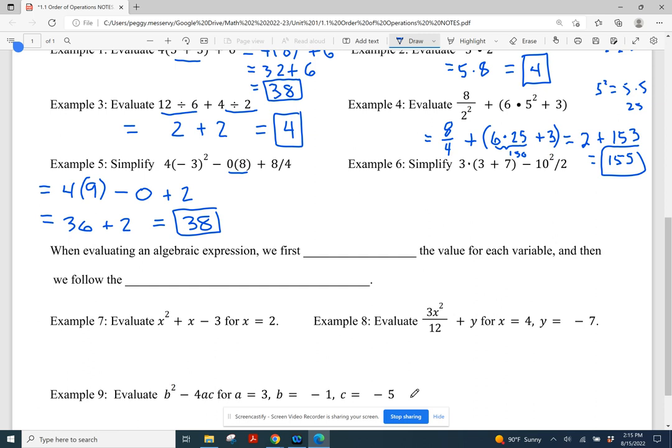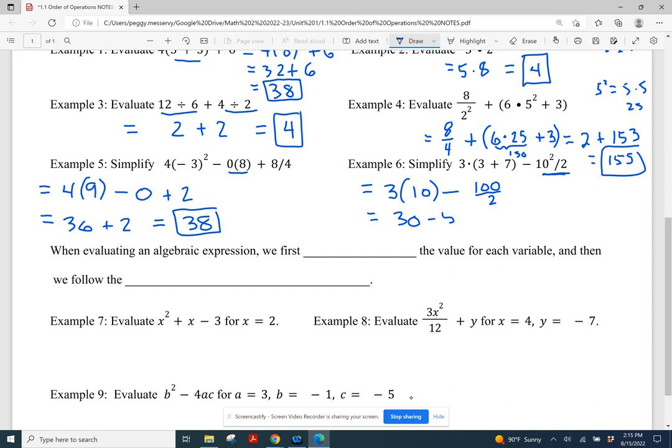Okay, example 6. Last one of these examples. So we have 3 times 3 plus 7. So we'll do the stuff in the parentheses first. The operation there is addition. 3 plus 7 is 10. And I have a subtraction sign. Because I have that subtraction separating them, I can go ahead and do the exponent in that next expression right here. 10 squared is 100 because that's 10 times 10. And I've got 100 divided by 2, which is going to turn into a 50. That 3 times 10 is going to be a 30.